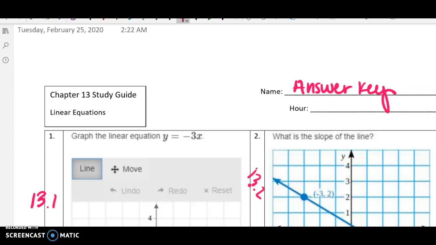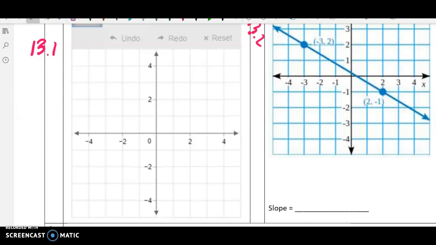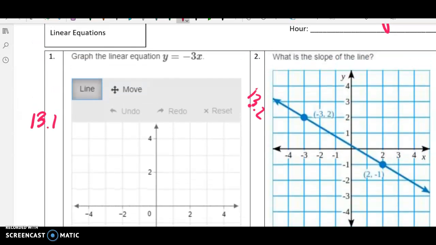Alright, so we're going to go over the study guide. For number 1, it can be found in 13.1, and you can do this two ways. You can make a table, or you can recognize the slope. So the slope here is -3, and I'm going to put that over 1. So that means that we rise -3, and we run 1.